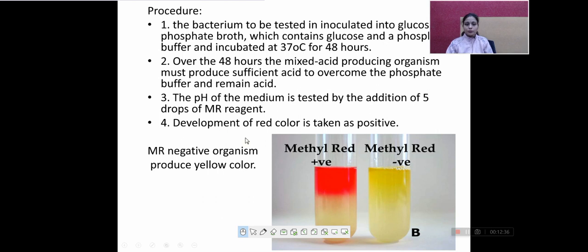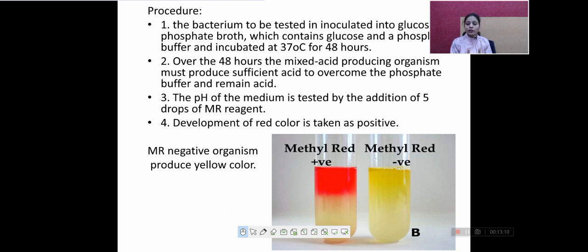This red color is taken as positive. MR negative organisms produce yellow color. The methyl red negative organism means the organism which does not produce acid in the glucose phosphate broth, so it produces yellow color instead of red color, right? And the organism which ferments the glucose phosphate produces red color. Clear?